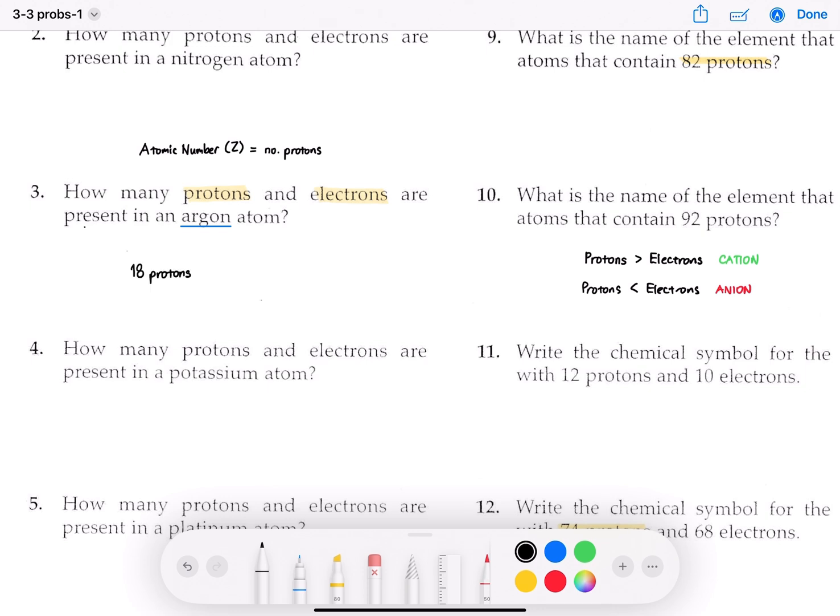Now, because this atom is electrically neutral, meaning the charge is 0, there are the same number of protons and electrons. So 18 electrons are present in the argon atom.